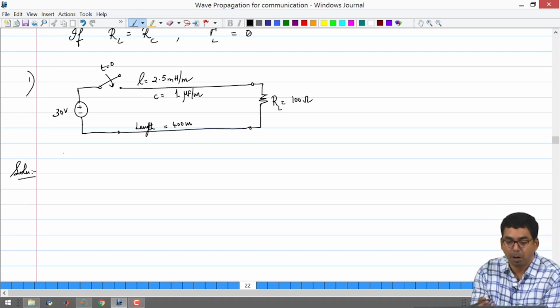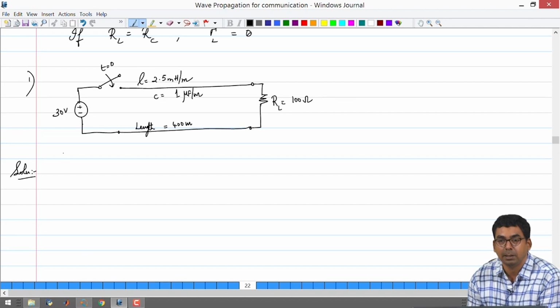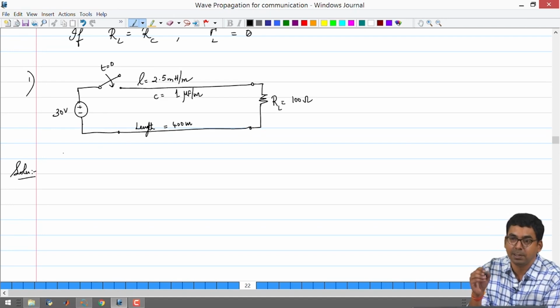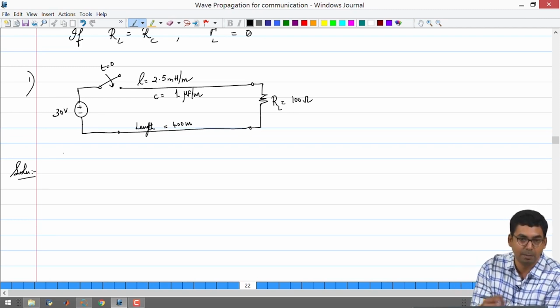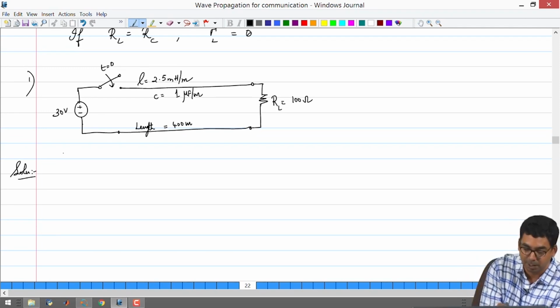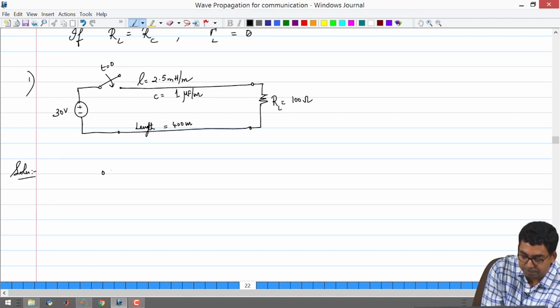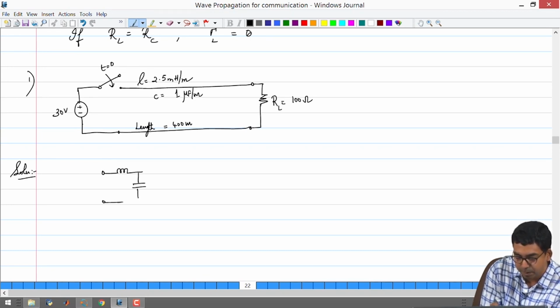So if you want to draw the ladder equivalent circuit for one unit cell, you will draw a series inductor of 2.5 millihenry per meter and a parallel capacitor. So we can start with that. We know the equivalent circuit of a lossless transmission line. So if we have to draw the unit cell of a ladder, it will look like this: 2.5 millihenries per meter, and this is 1 microfarad per meter.